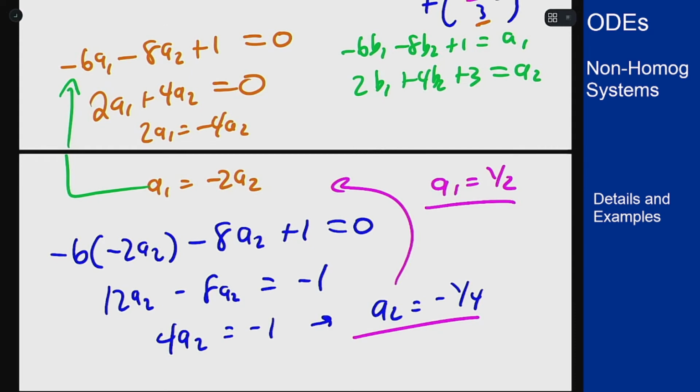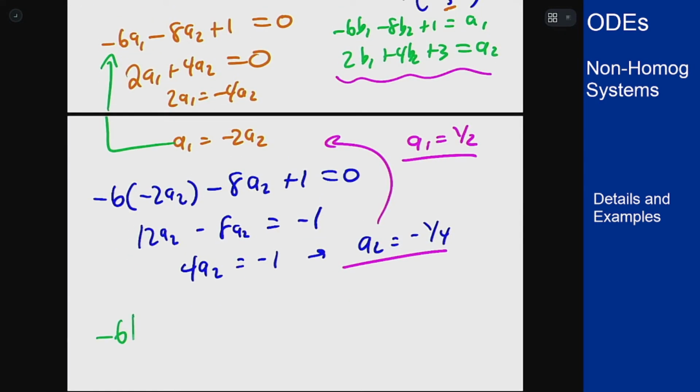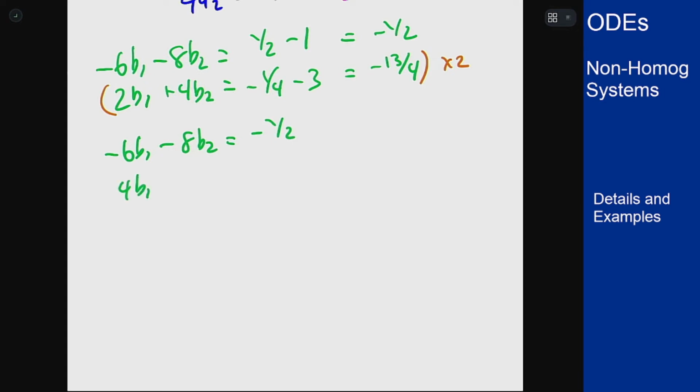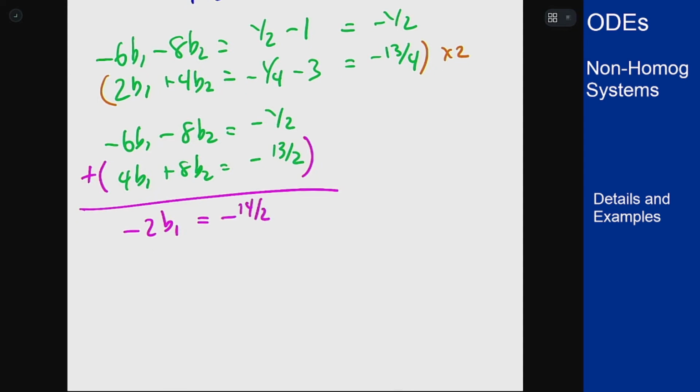Then we can jump over to the b equations with our newfound information for a1 and a2. Those equations will now tell us that minus 6b1 minus 8b2 equals a1 minus 1, which is 1/2 minus 1, and 2b1 plus 4b2 equals a2 minus 3, which is minus 1/4 minus 3. We can simplify this a little bit by combining these fractions. This is minus 1/2, and this is minus 13 over 4. I'm then going to double the second equation to be able to cancel things out, leaving me with minus 6b1 minus 8b2 equals negative 1/2, and 4b1 plus 8b2 equals negative 13/2, and then add these together. I will get that minus 2b1 plus 0b2 is negative 14 over 2, or minus 7, so b1 is 7/2.